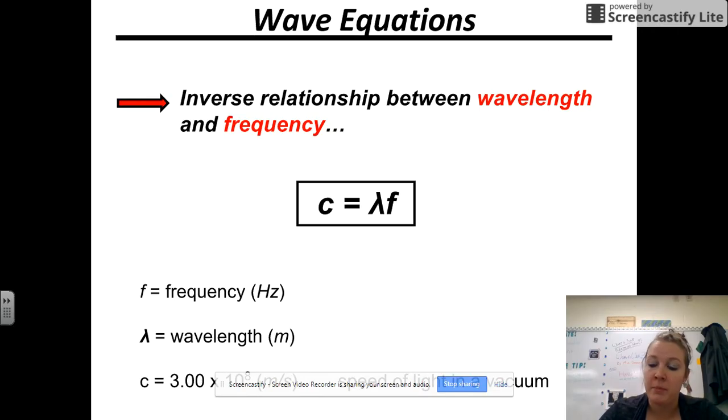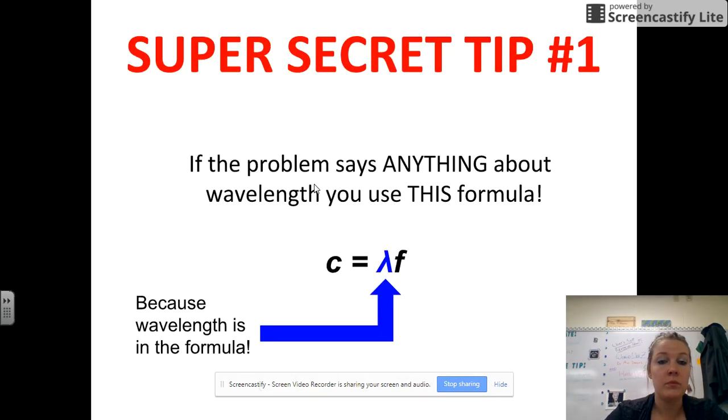It's just like Avogadro's number in that it will always be 6.022 times 10 to the 23rd. But in this case, we are using the value 3 times 10 to the 8th meters per second. Okay, so that is something that will be given to you on your test. You shouldn't have to memorize that constant, but just realize that it's given to you. Super secret tip. If you have a problem on your test or in your practice problems that says anything about wavelength, you're going to use this formula. If it mentions it as something you need to solve for, or if they give it to you, you need to use this formula because it's the only one that has wavelength in it.